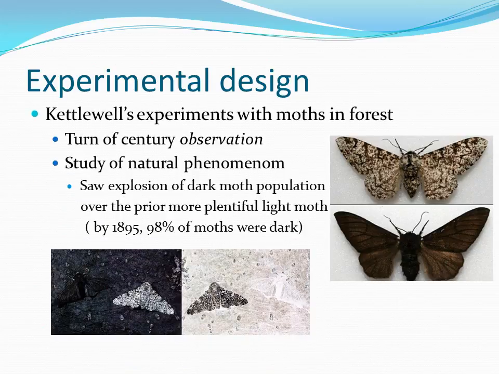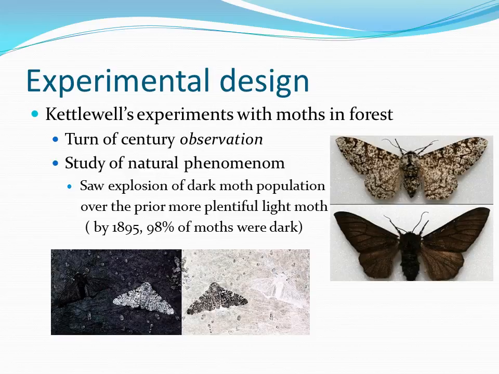This was Kettlewell's experiments looking at the turn of the century. And he looked at an observation, basically 2 moths, white moths, dark moths. And if you looked at a natural phenomenon, he saw a huge explosion of the dark moth population over the prior more plentiful light moths. And what you can see on the bottom are different colored tree barks. If you had a dark moth on a dark tree bark, they would actually blend in more. And the white moths would actually stick out more, right?